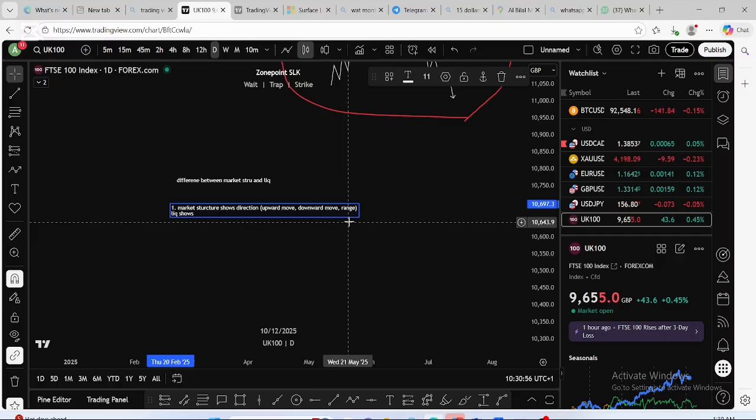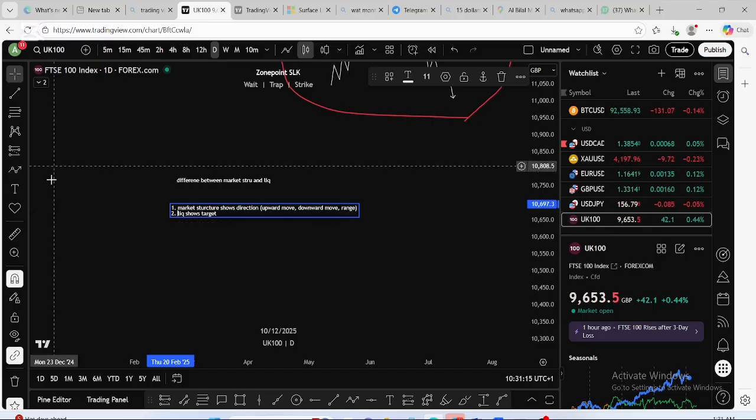Liquidity shows targets. These points I'm giving out, I'm still going to explain more. Just pay more attention to the class. I believe you're going to gain a lot from this class.